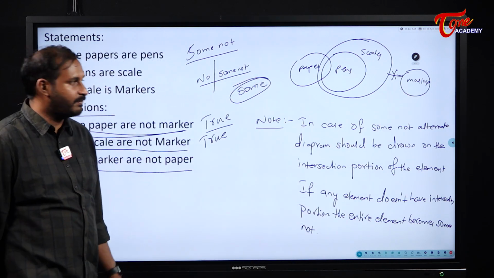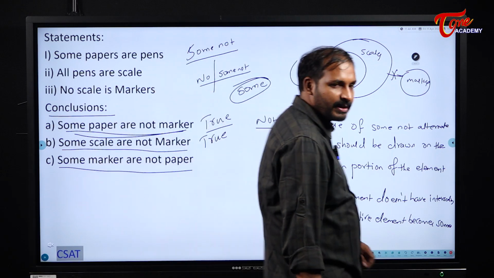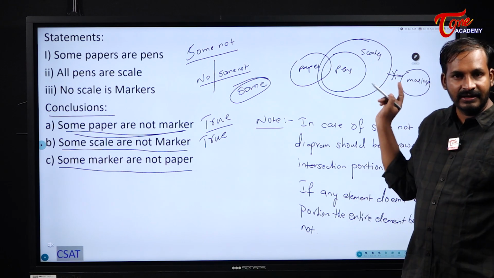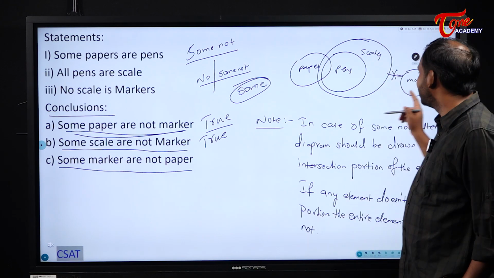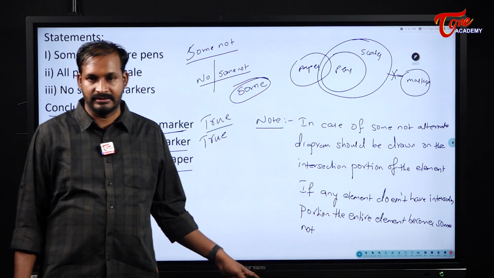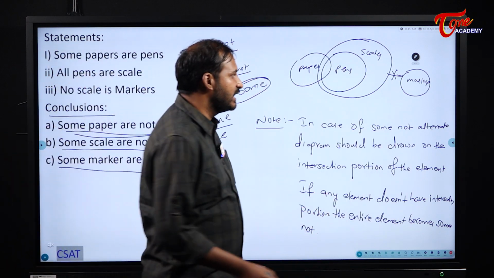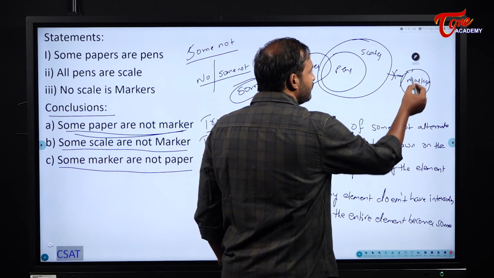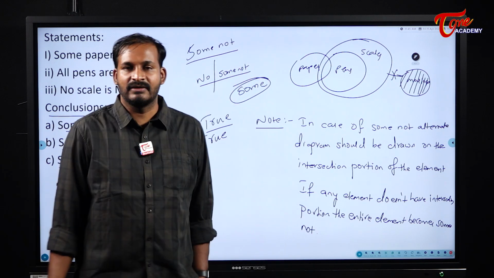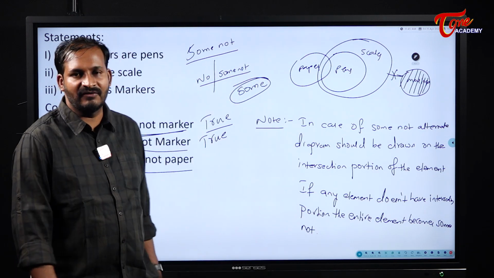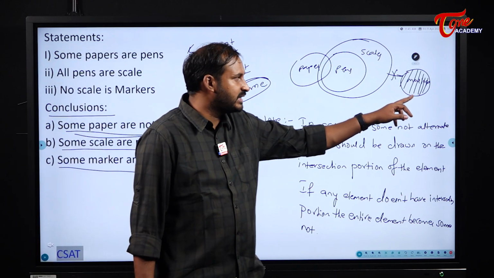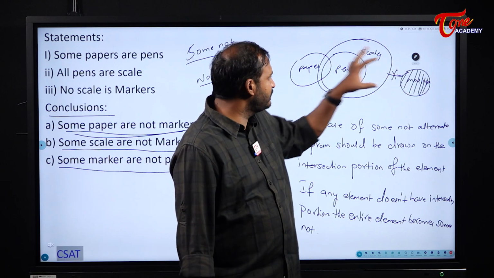Some marker are not paper. Now what is the some portion of marker? Marker is actually not intersecting with anything. So whenever there is no intersection in any element, then as I have told you, the entire element, that means the complete marker, will become the some not portion. Now what is it telling? Some marker are not paper. According to the basic diagram, that is true. Why? Because there is no relation between marker and paper.